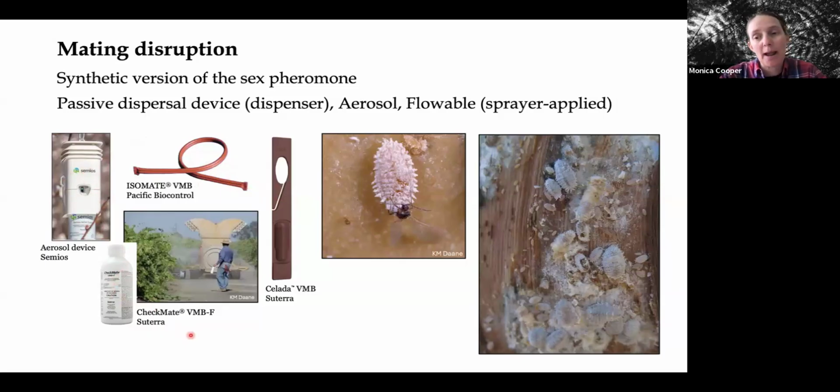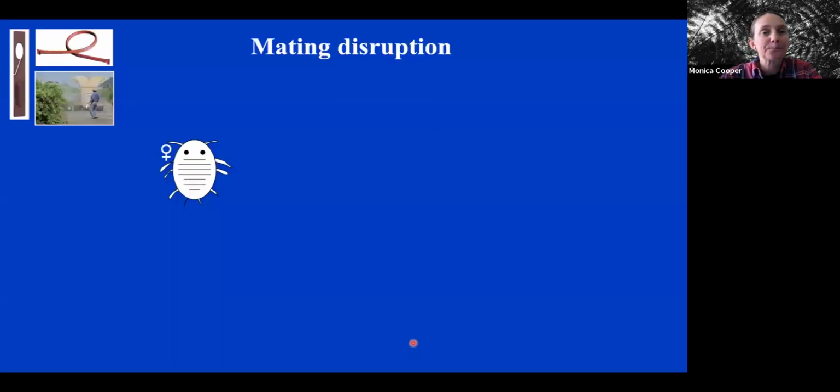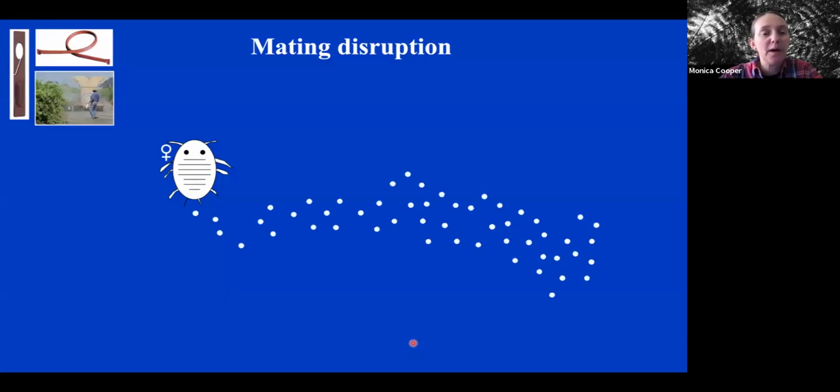So you can make a spray application of that. And what you're seeing in the photograph here is a male mealybug mating with a female. And so the principles behind mating disruption, as I said, the female is releasing the pheromone. The male is using that pheromone plume in order to orient to the female for mating.